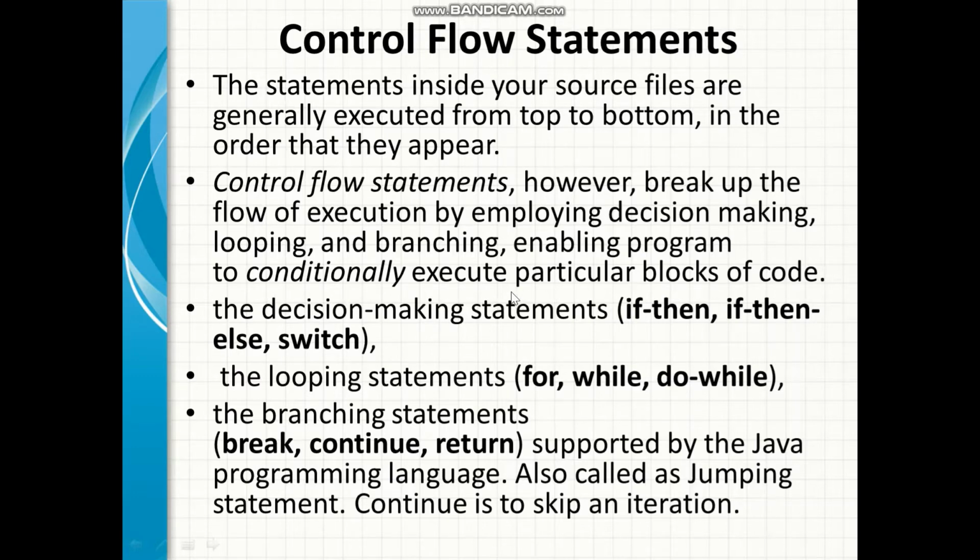In particular, at runtime it has to decide: if this is the value, then this should be printed. Something like if then else. So the decision making statements are if then else and switch. We are going to see them now. Now the looping statements are for, while, do while. The branching statements supported by the Java programming language are break, continue, and return. Break is also called a jumping statement. Break and continue; continue skips an iteration.